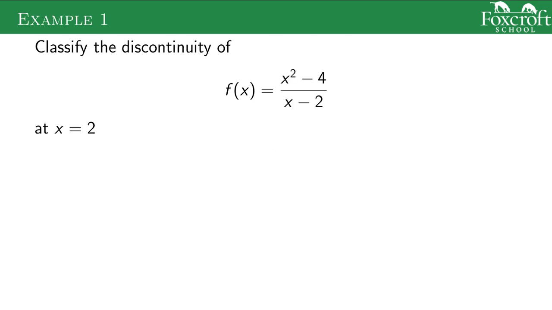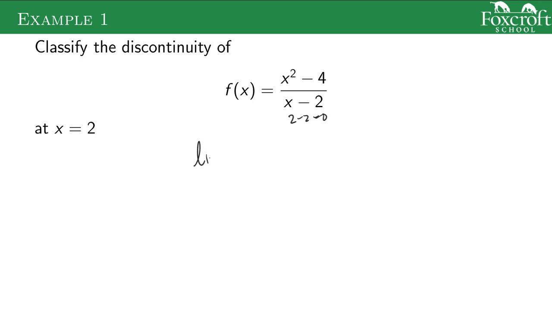This is a type of AP question: classifying a discontinuity. We know this function is not continuous at 2 because I can't plug in 2. If I try to plug in 2, 2 minus 2 equals 0. So we know it's not continuous because the function value doesn't exist. But now we see, does the limit exist? Because if the limit exists, then it's a hole. If the limit doesn't exist, then it's one of the other two.